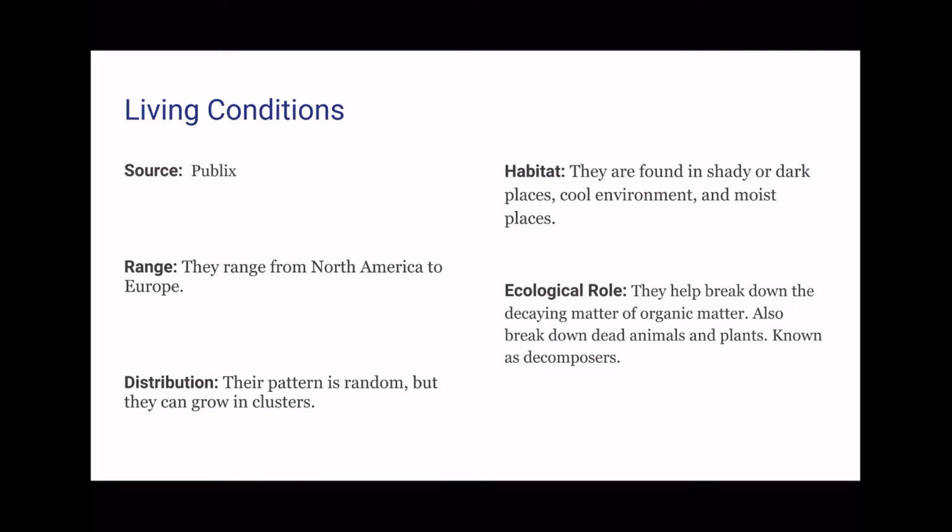Ecological role. They help break down decaying organic matter. They also break down dead animals and plants, which is why they are known as decomposers.